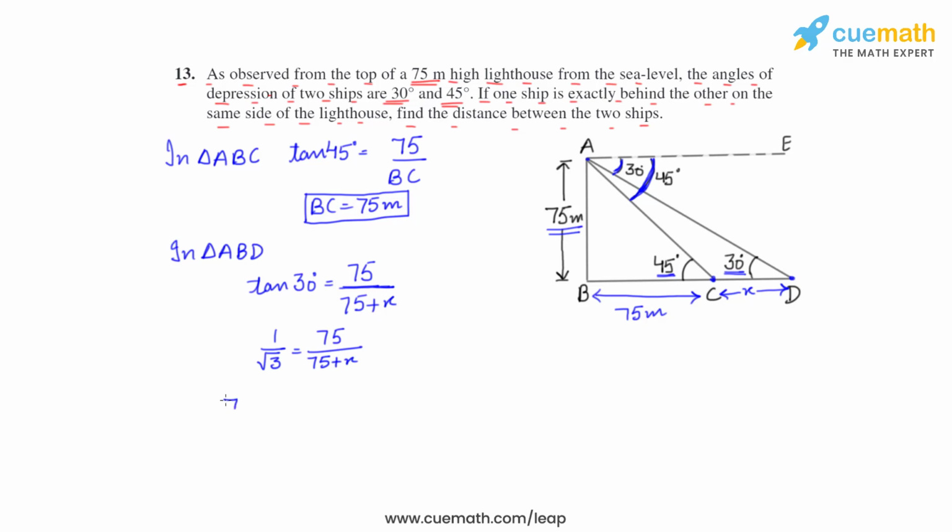Cross multiply, we get 75 plus x is equal to 75 square root 3. Take 75 to that side. So x is equal to 75 square root 3 minus 75, or we can take 75 as common. So 75 times (square root 3 minus 1) meters is the distance between the two ships.